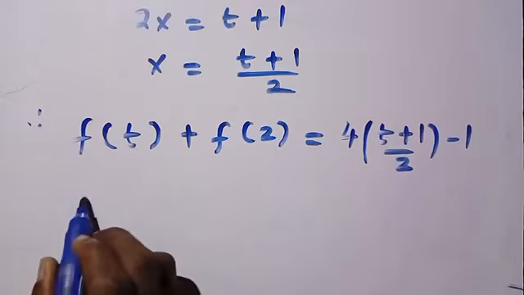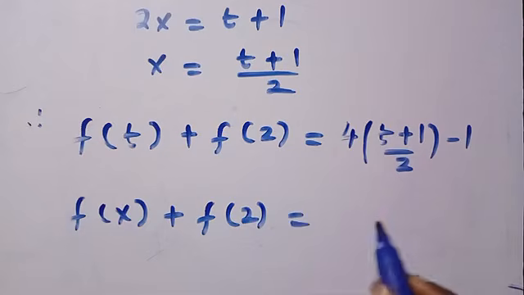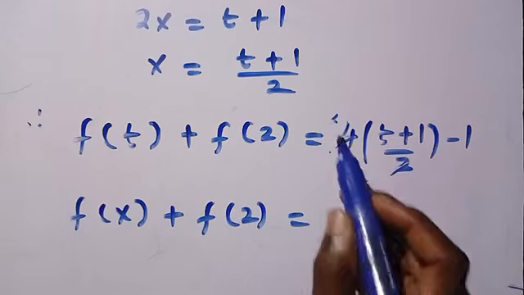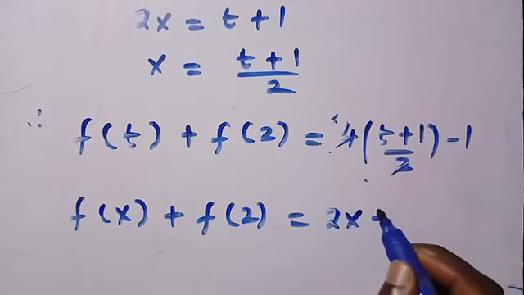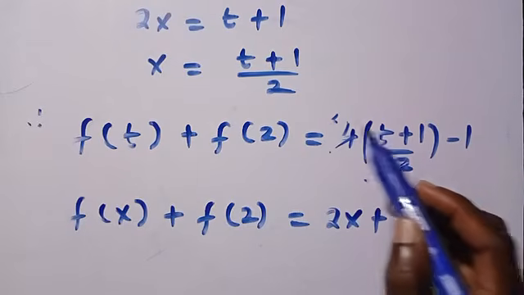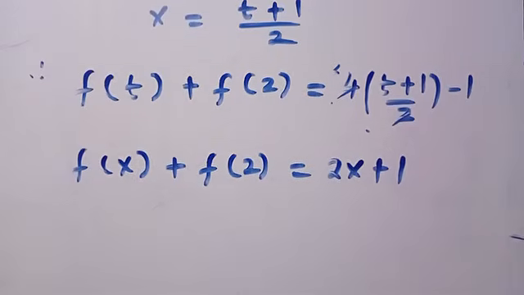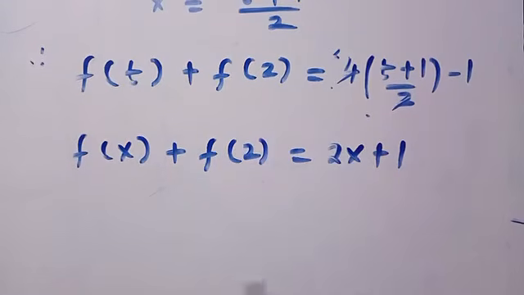Let's change t to x. We have f of x plus f of 2 equals 2 in this 4, that is 2. And by opening this, we have 2 times t, and since we have changed t to x, we have this as 2x plus 1. Because 2 times 1, that is 2, then minus 1, we have it as plus 1. So since this is what we have reduced this to, it is now left to us to find what x here is. Let's take f of 2 to the other side first.